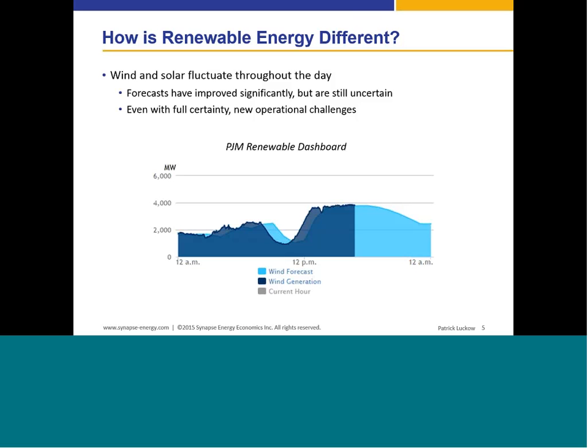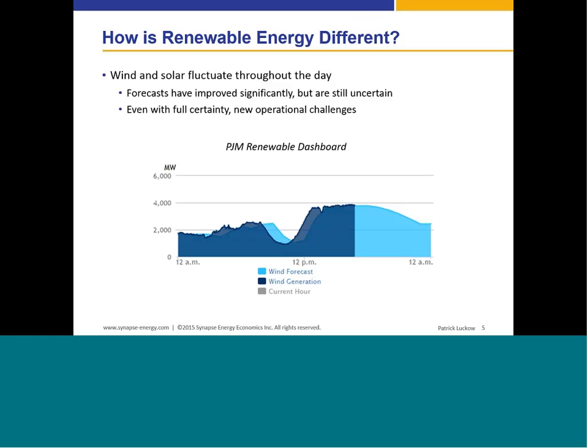The figure I'm showing here is PJM's renewable dashboard, where they show the actual wind generation as compared to the wind forecast. And you can see it's a pretty good forecast. Wind forecasts have gotten much better in the last few years, but there's still work to be done. This is from yesterday afternoon, and you can see a widening gap between the forecast and the actual generation at 12 p.m., to the tune of maybe 1,000 megawatts in some hours.